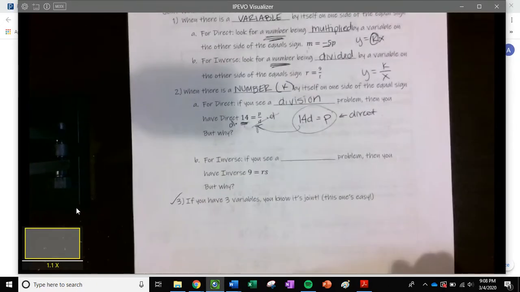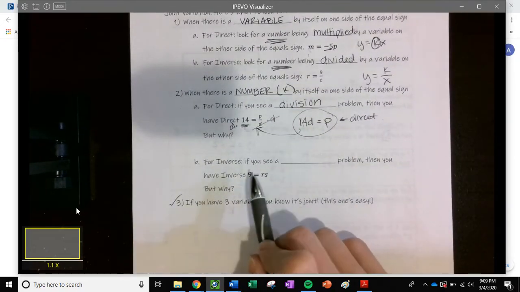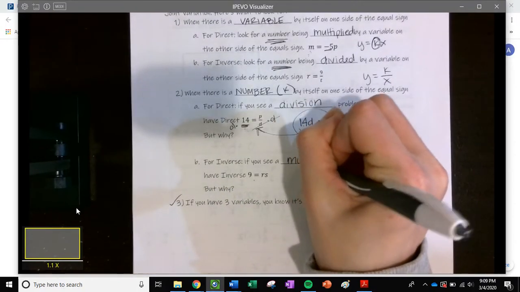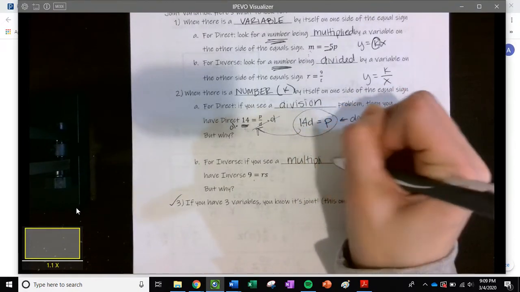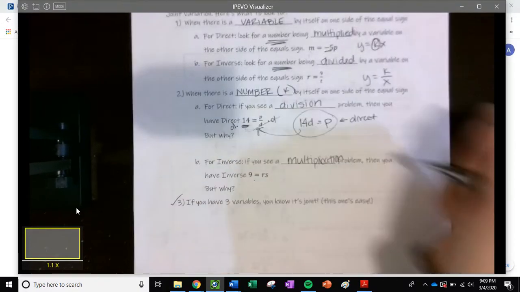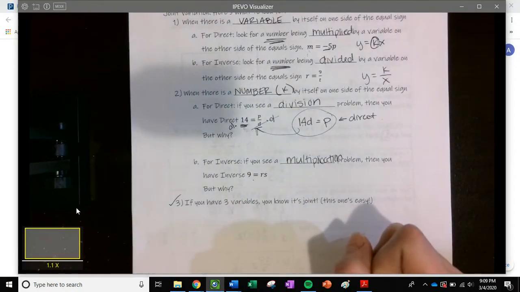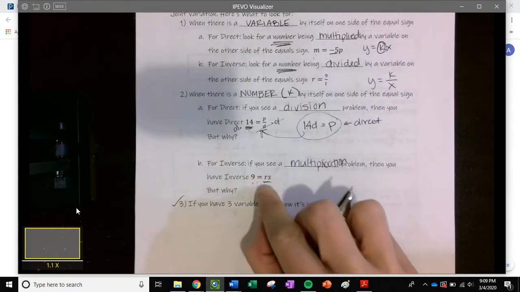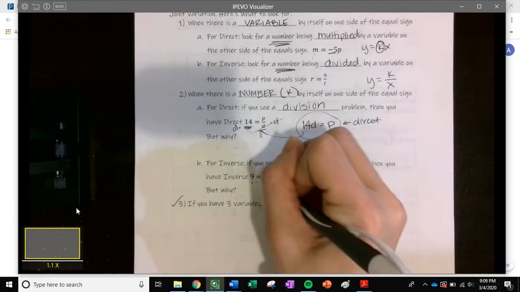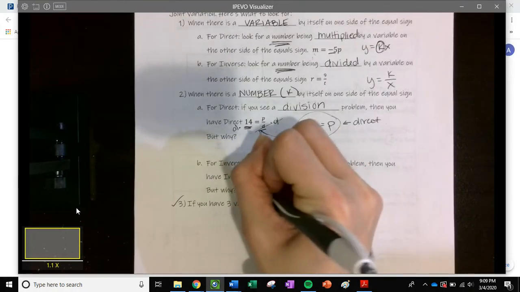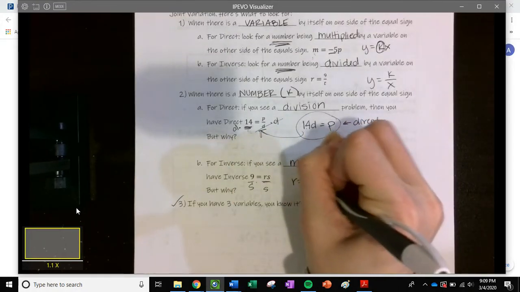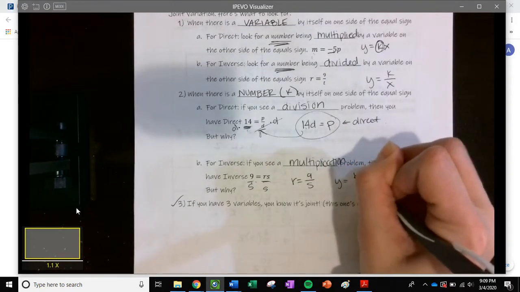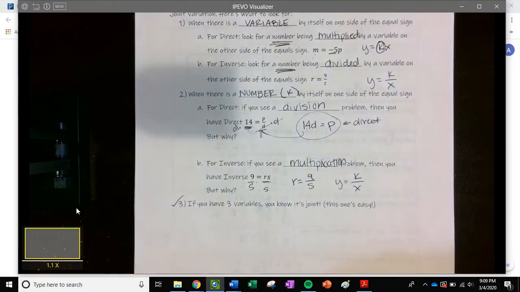So what does that mean for inverse? If you have a number by itself on one side of the equal sign, and then you see a multiplication problem on the other side, then you have inverse. Here's my number, here's my multiplication. Well, why is that? What if we wanted to solve for one of these variables? We would have to, let's say, divide by s and divide this side by s. Now we have r equals 9 divided by s. This is inverse, right? This is the same thing as y equals k divided by x because the number is always the constant.